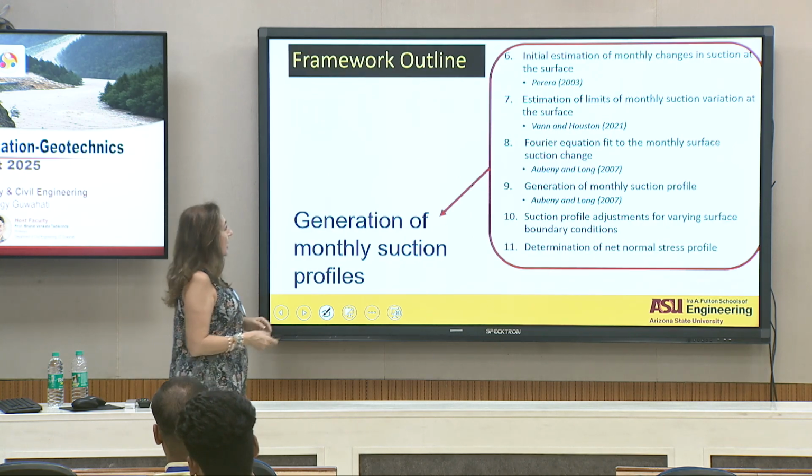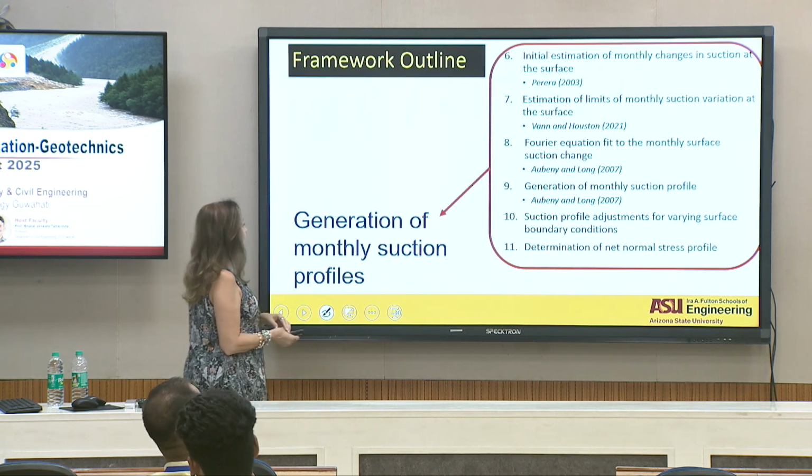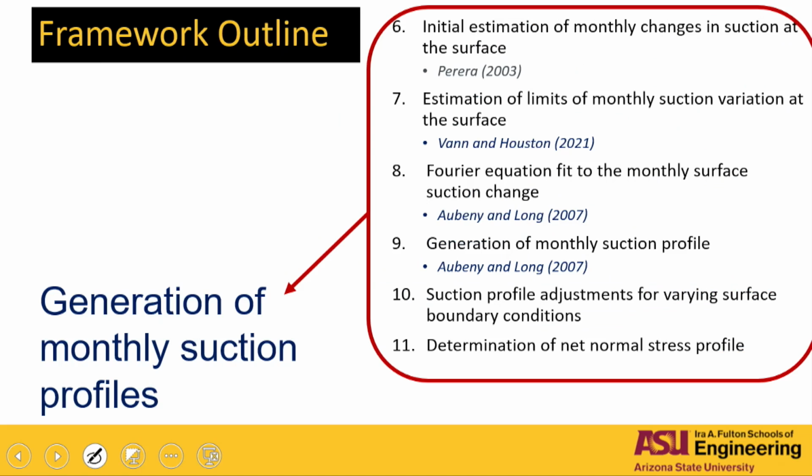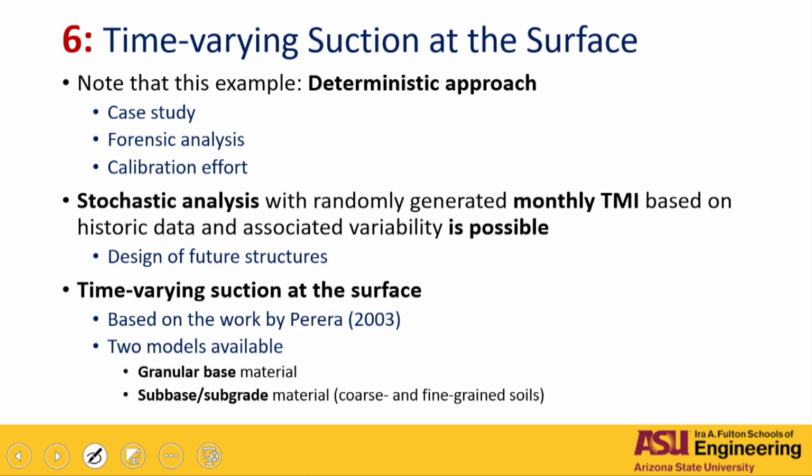Okay. Now the next set of steps was the generation of the changes every month. So we know the big picture, what's going to happen with the years on the dry and on the wet side, but now we need all this, and for that we needed to figure out how to calculate that time varying suction, right? The time varying suction.